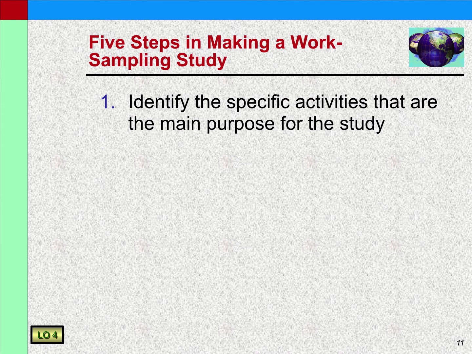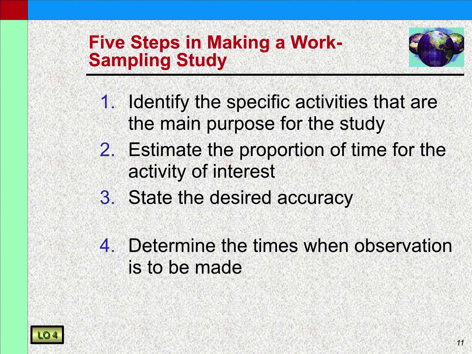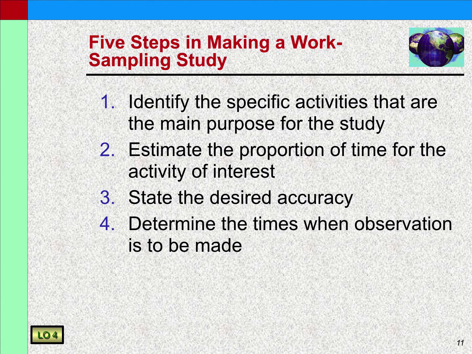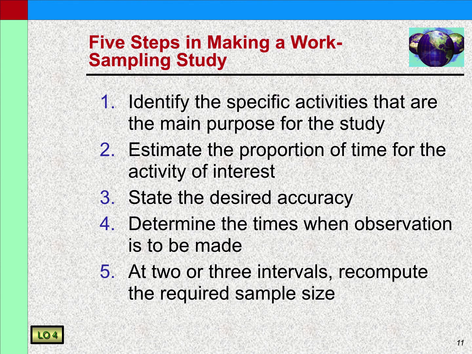The 5 steps of work sampling are the following. Choose the activities for which work sampling needs to be done. Secondly, estimate the proportion of time that the specific activity makes out of the total task. Thirdly, decide what the accuracy of the study needs to be. Fourthly, choose the time slot during which the study will be done. And lastly, after some sampling, recalculate the required sample size.